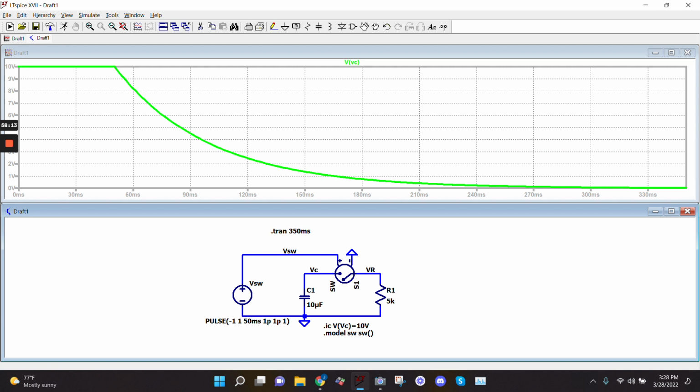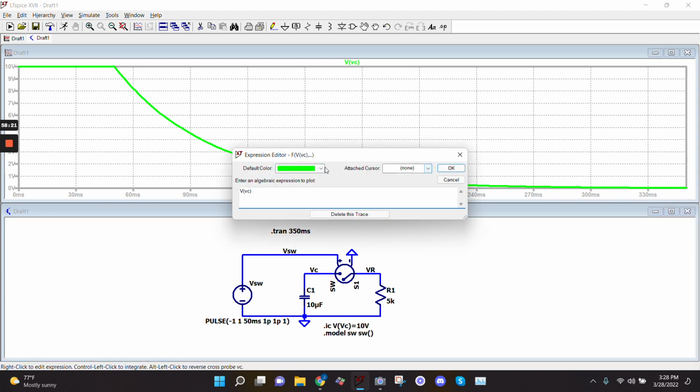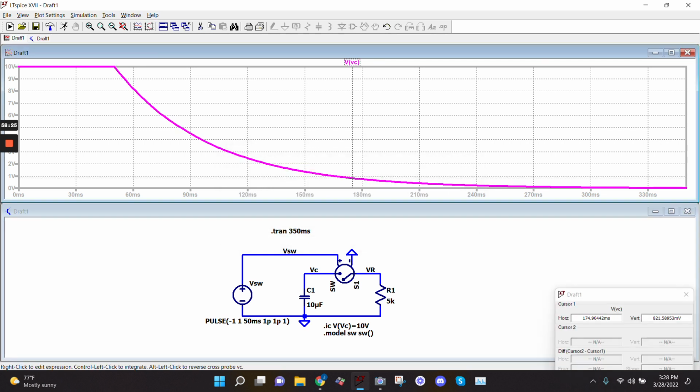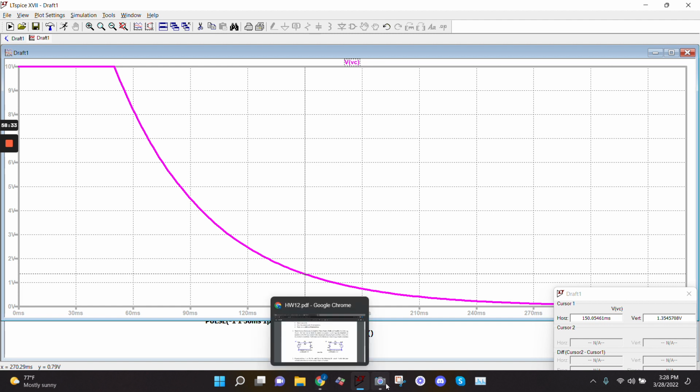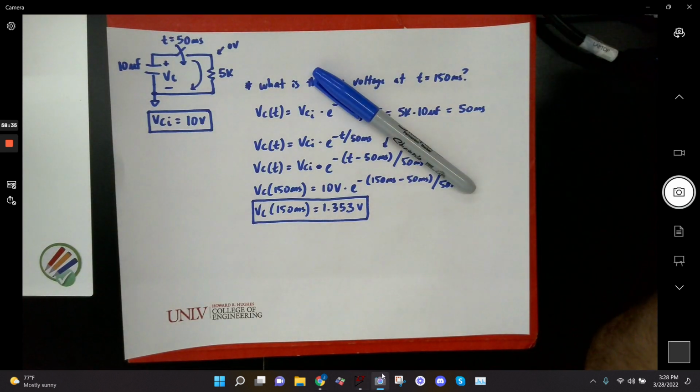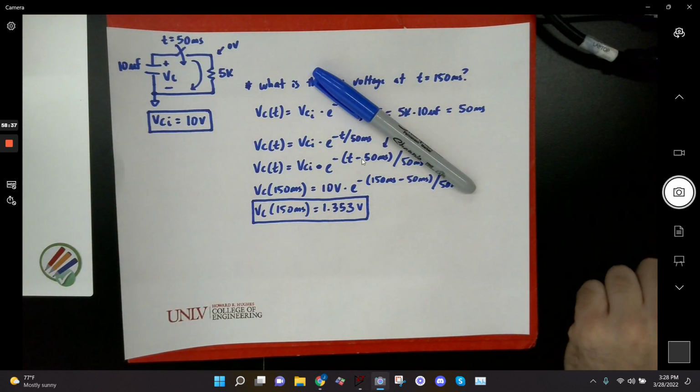So my cap is basically discharging starting at 50 milliseconds. And what did I want to know? I wanted to know the voltage after 2 time constants, which is at 150 milliseconds. So let's go look at it. So 150 is right there, and I've got 1.354, and I calculated 1.353. All right. Everybody good with these equations?